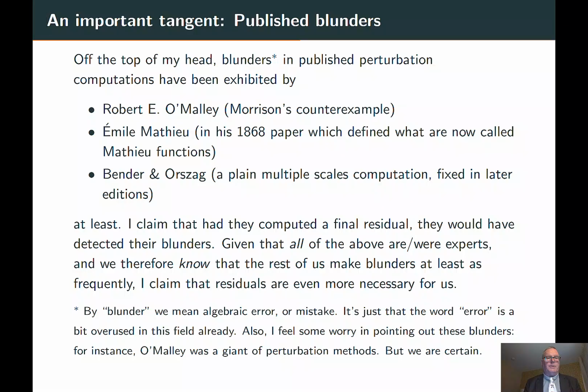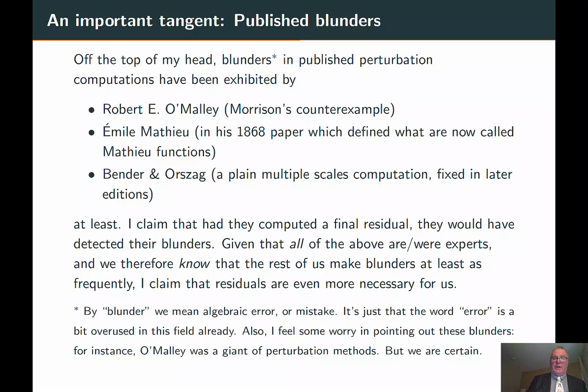Emile Mathieu, in his 1868 paper, made several blunders in his computations, and there are even errors in the venerable textbook Bender-Orszag, at least in their early editions, and they got fixed in later editions. And I claim that if they had computed a final residual, they would have detected their blunders. Now, given that all of those people are or were experts, and we therefore know that the rest of us make blunders at least as frequently, I claim that residuals are even more necessary for us.